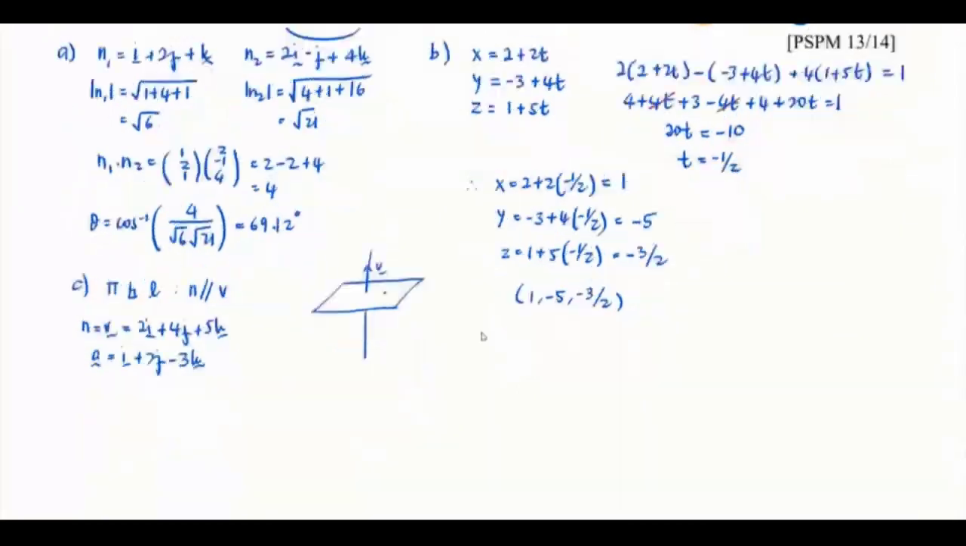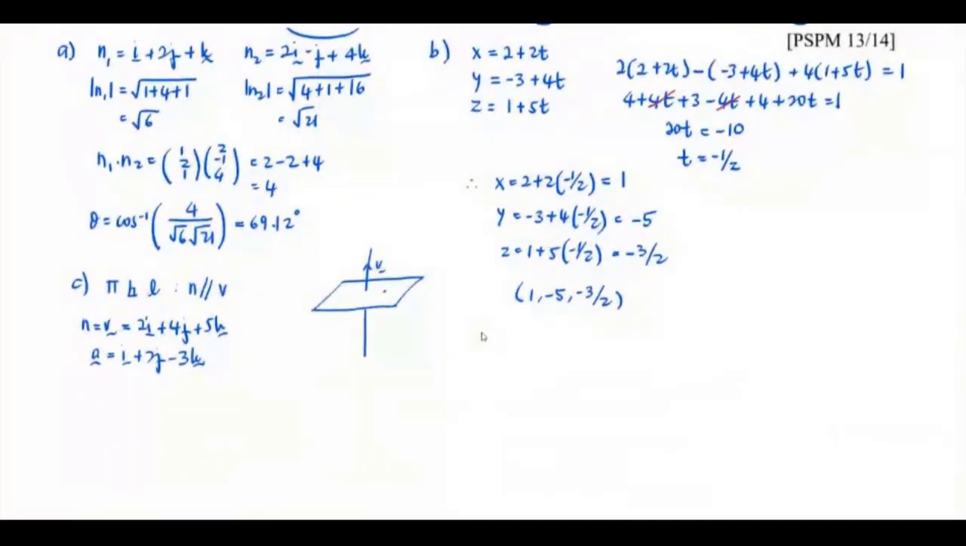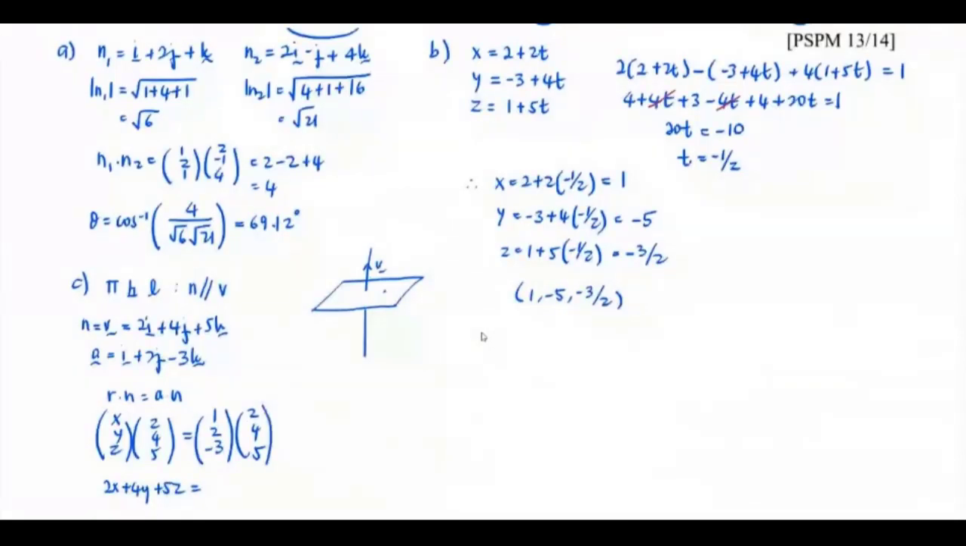So it means we can have the column matrix R dot N equal to A dot N, X, Y, Z for the random point. N adalah 2, 4, 5. A yang diberi adalah 1, 2, negative 3. N adalah 2, 4, 5. So on the left hand side, we have it 2x plus 4y plus 5z. On the right hand side, we have 2 plus 8 minus 15.